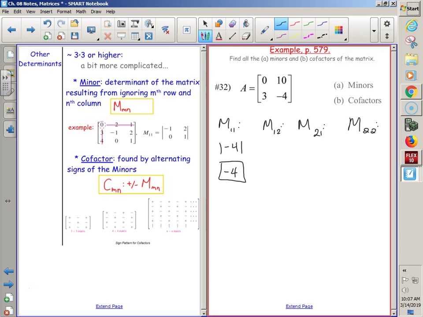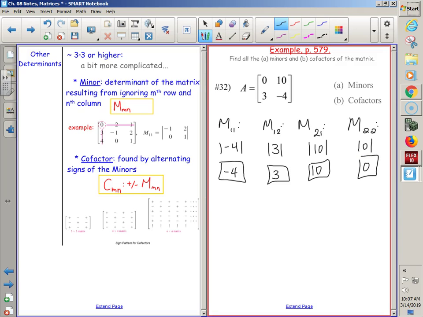But how about 1,2? Who's in that spot? 3. No. First row, second column: 10. Ignore first row, ignore second column. Who's left? 3. Okay, good. And then 2,1. Who's in that spot? 3. Ignore. Who's left? 10. And then M2,2. Who's in that spot? Ignore. Who's left? Does that make sense?